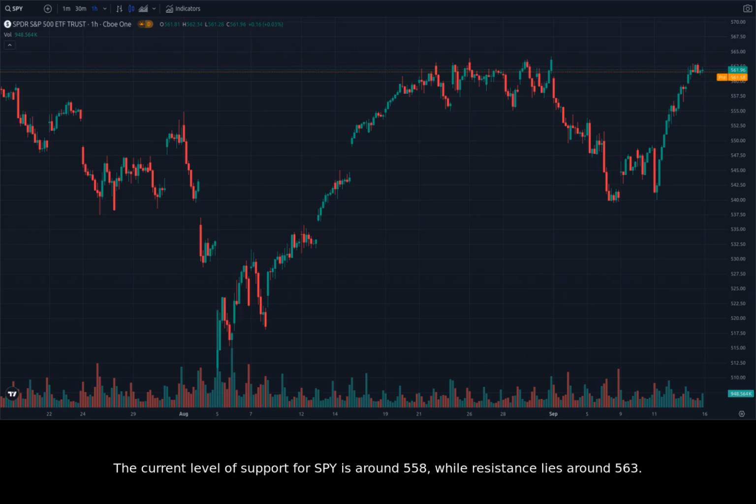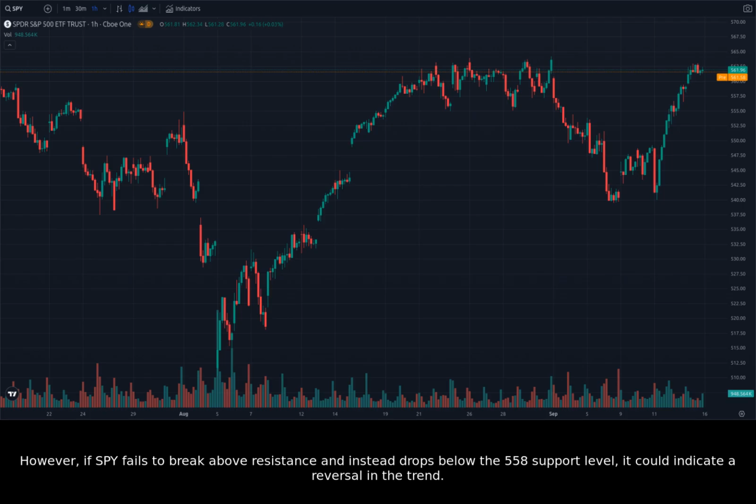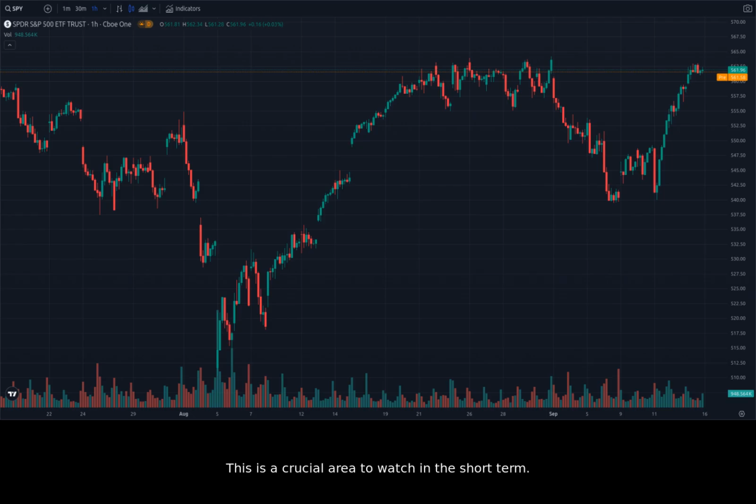The current level of support for SPY is around 558, while resistance lies around 563. If SPY manages to break above the 563 level, it could signal a strong continuation of the current rally and potentially lead to further gains. However, if SPY fails to break above resistance and instead drops below the 558 support level, it could indicate a reversal in the trend. This is a crucial area to watch in the short term.